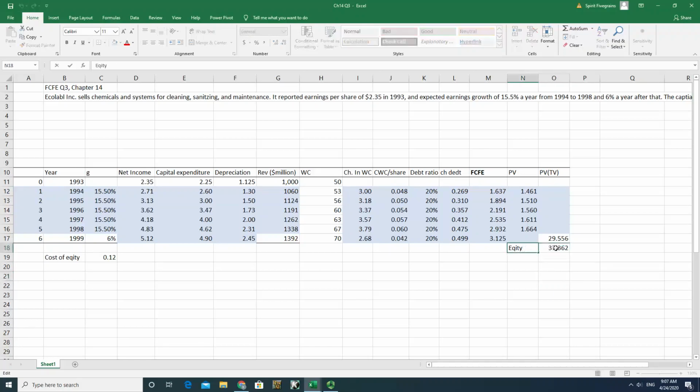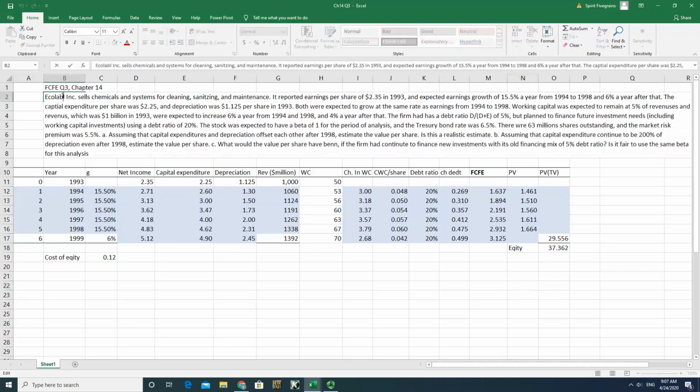And I think this is on a per share basis. Therefore, the $37.36 would be the estimate of stock price. Alright, so yeah, this is the basic structure that you need to utilize to solve a very typical two-stage problem.